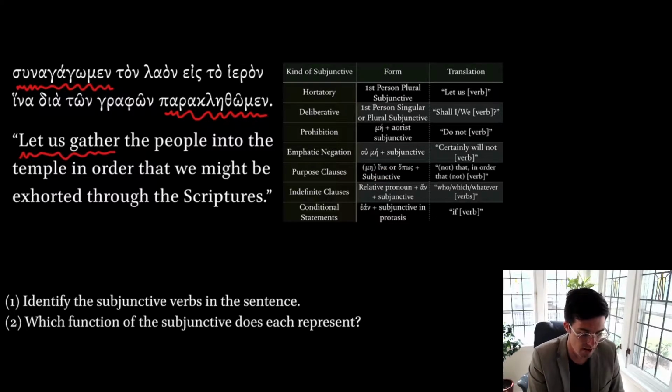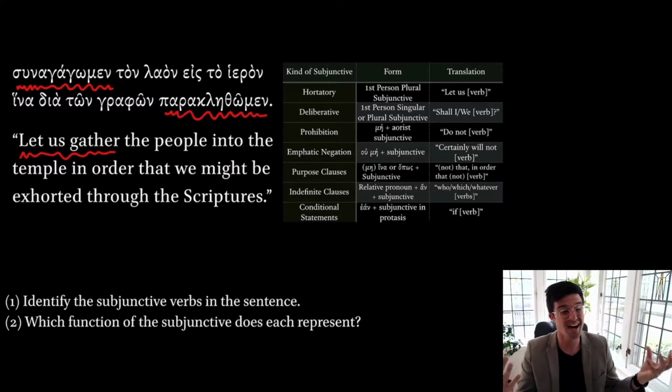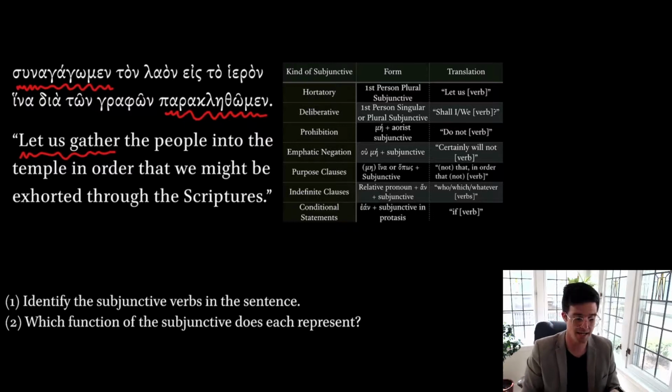And notice how Greek can interrupt. It can take two things that go together and stick something in between. This happens, as you've already seen, quite often in Greek because word order is more flexible in Greek than it is in English. So that literally we have in order that through the scriptures we might be exhorted.